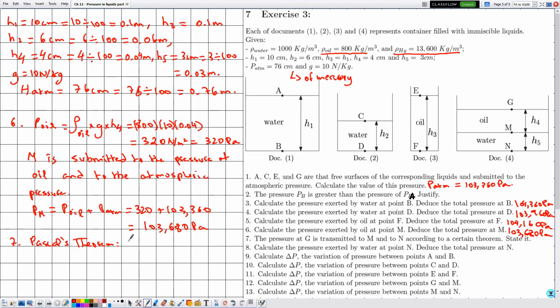So it's given by: liquids transmit wholly and in all directions the variations of pressure to which they are submitted.